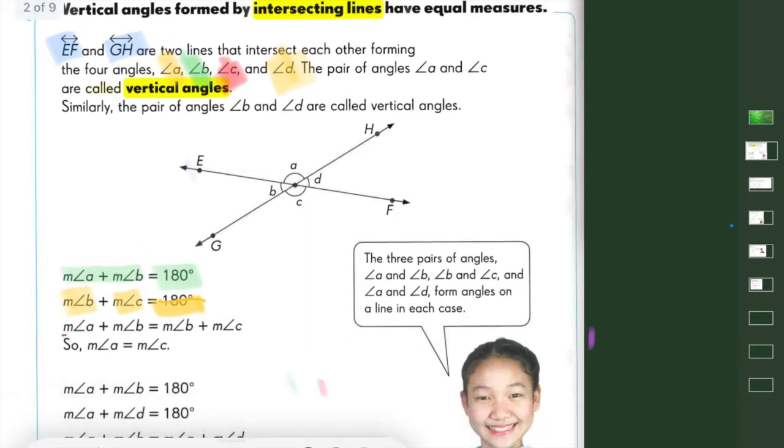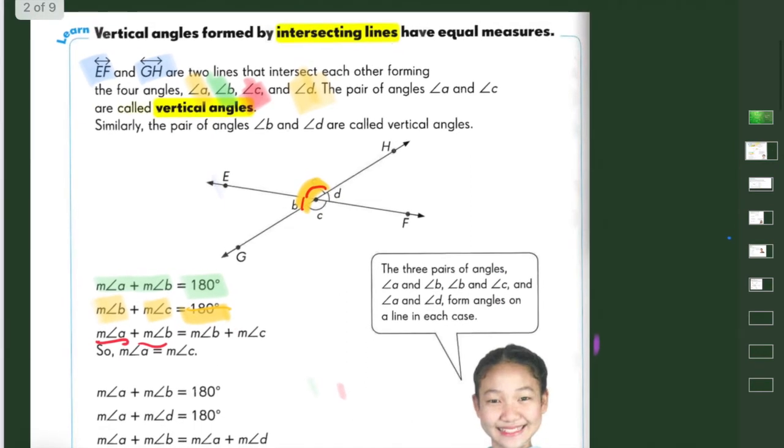So this tells us that the measure of angle A plus the measure of angle B must equal the measure of angle B plus the measure of angle C. So this tells us that the measure of angle A must be the same as the measure of angle C. And so that proves that intersecting lines have vertical angles that have the same measure. So those are called vertical angles.